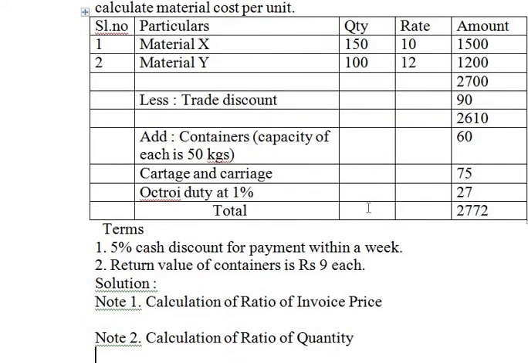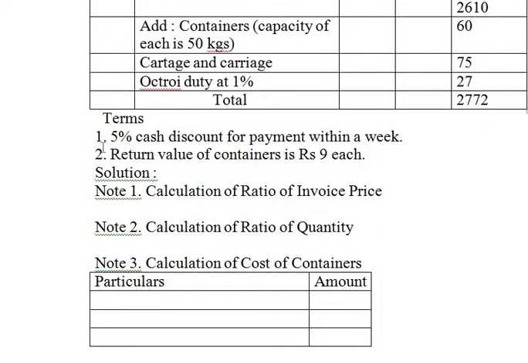There are some terms they have given. Terms: 5% cash discount for payment within a week. Return value of containers is rupees 9 each, which means the resellable value of containers is rupees 9 each. Now we will solve this problem. Next line, take down solution.